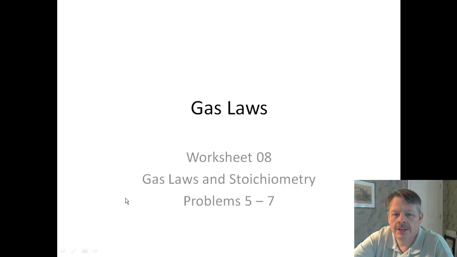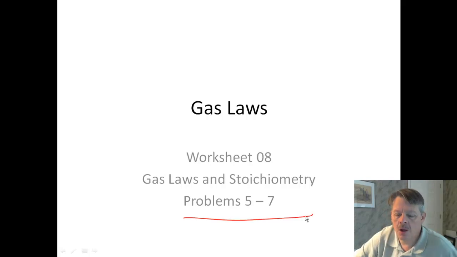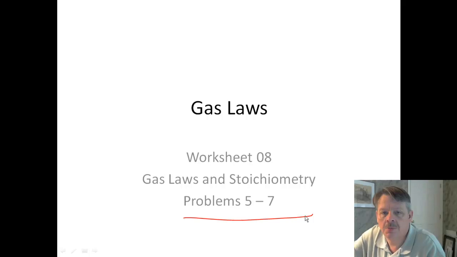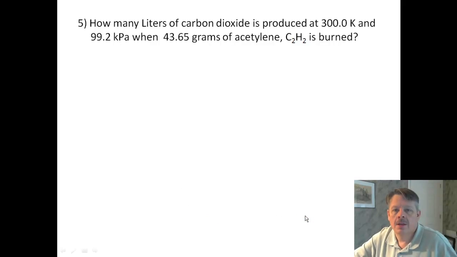Alright folks, we're on to Gas Laws and Stoichiometry, the last three problems for worksheet number 8. Okay, how many liters of carbon dioxide is produced at 300 Kelvin and 99.2 kPa when acetylene is burned?